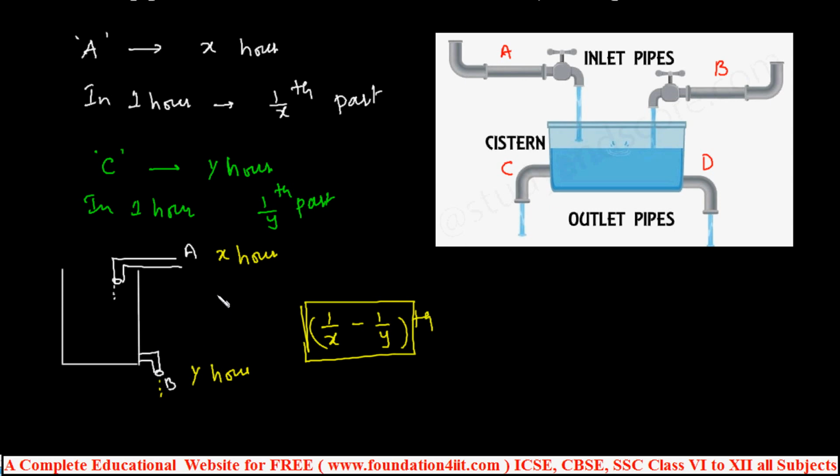When both are open, for example, if there is no emptying pipe and one more is also filling, that means we can do addition: 1 by X plus 1 by Y. Removing or emptying is subtracting. When both are filling, we can take the plus. So let us see the examples now.